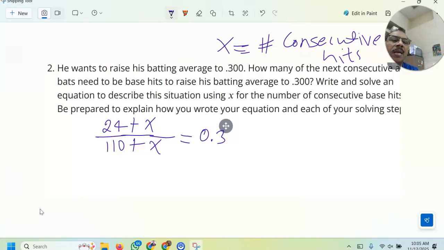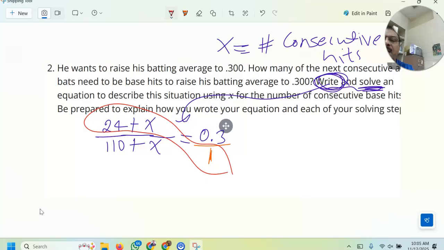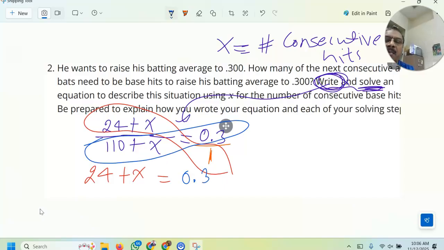So the question is write, so that's what we wrote. This is the equation, and the second part is solve. All you do is use a cross product. What that means is this is divided by 1. So cross product basically means you multiply this, which will be 24 plus x, because anything times 1 is the same thing. And the second one, let me use the blue color to show, is 0.3 times 110 plus x.